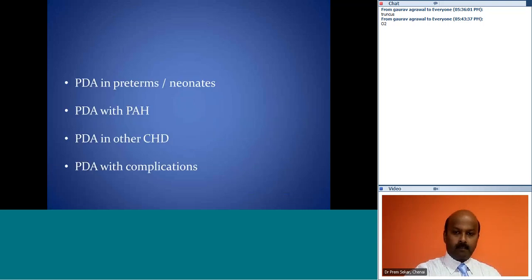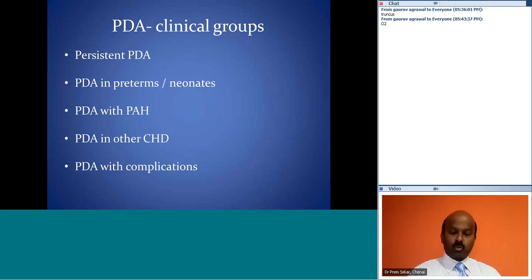So these are the various clinical groups that we are going to look at. If you can see, the first four would allude to PDA and the different hemodynamic manifestations that you see in them at different times. And the last one is the PDA with complications, which we will look at briefly. So roughly, the PDA can be looked at in all these 5 groups.